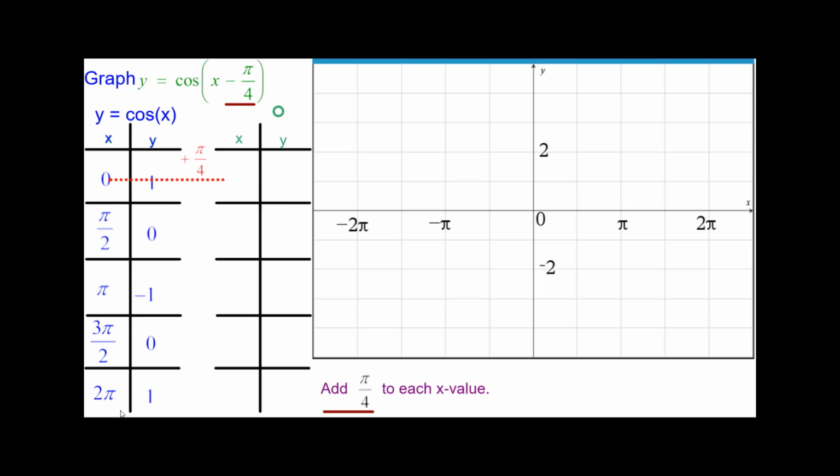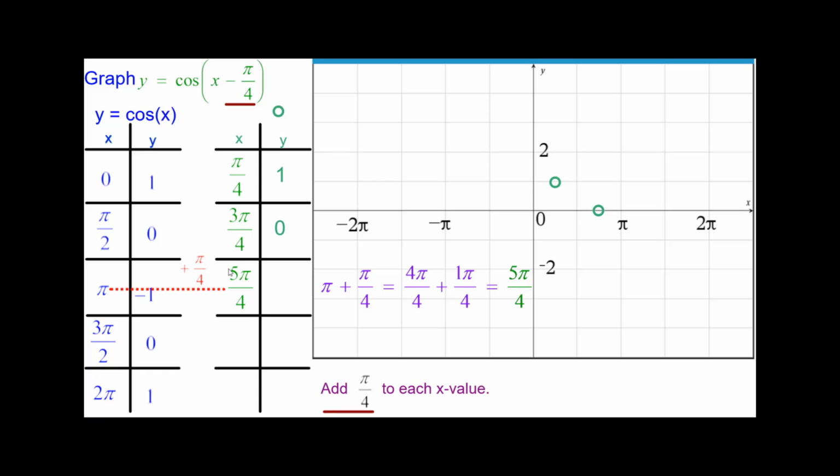So 0 plus pi over 4 is pi over 4. We keep the y values the same. They're not affected at all by this one parameter, and we'll plot pi over 4, comma 1. Pi over 2 plus pi over 4, that's 2/4 plus 1/4 makes 3/4 pi, and that would be keeping the y coordinate the same, 0. So 3/4 pi, 0, we'll plot that. Pi plus pi over 4, 4/4 plus 1/4 is 5/4 pi. Y coordinate stays the same, and we plot that one.